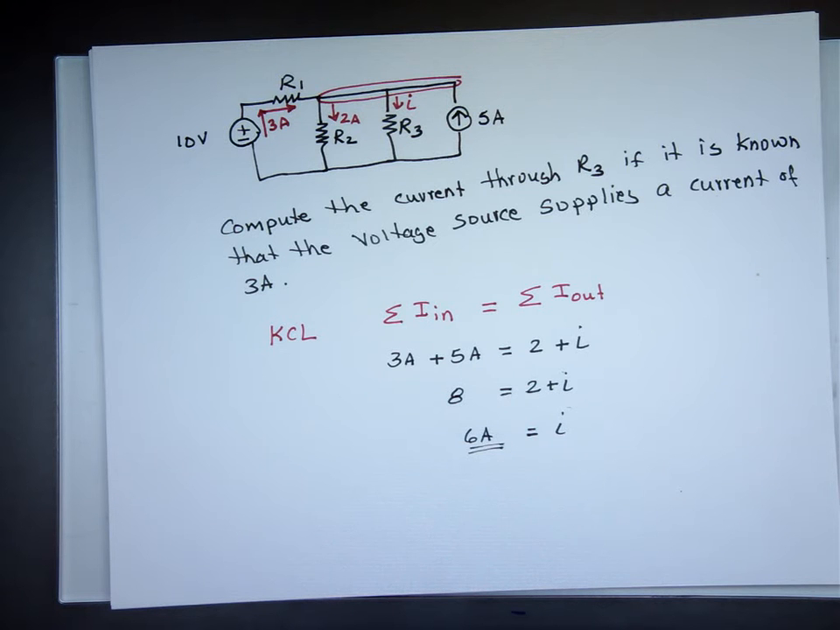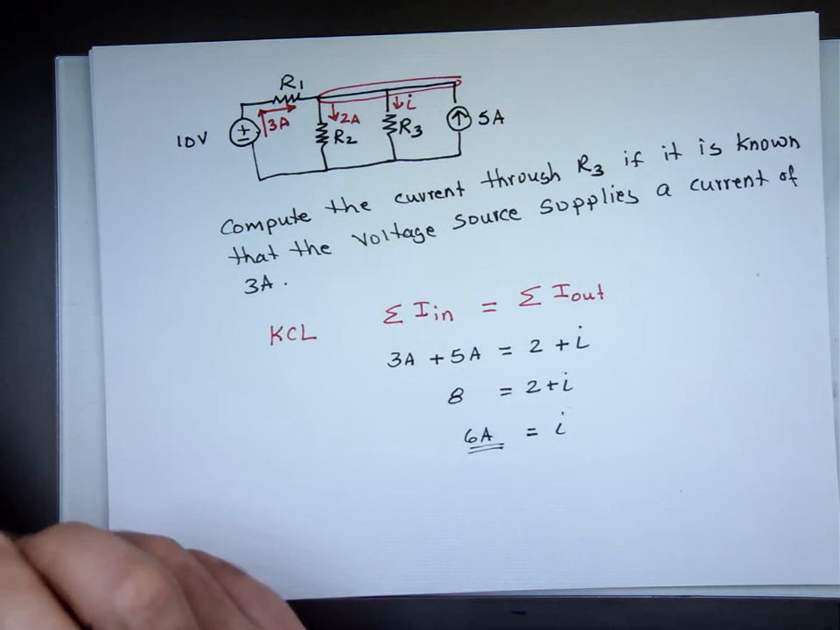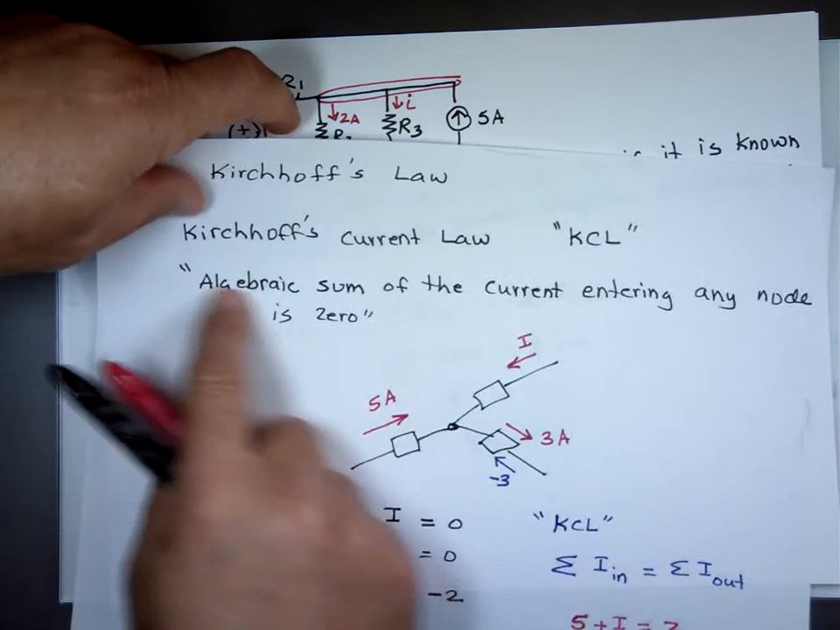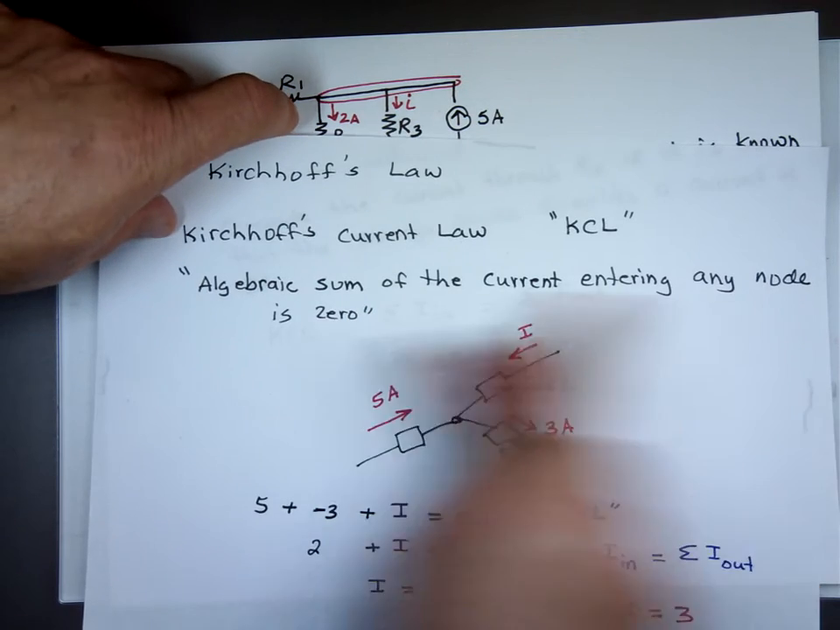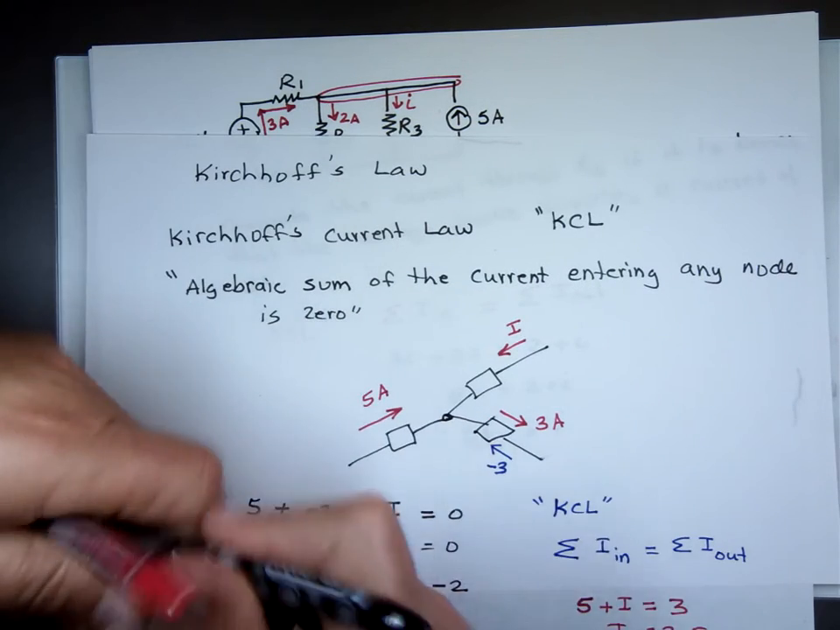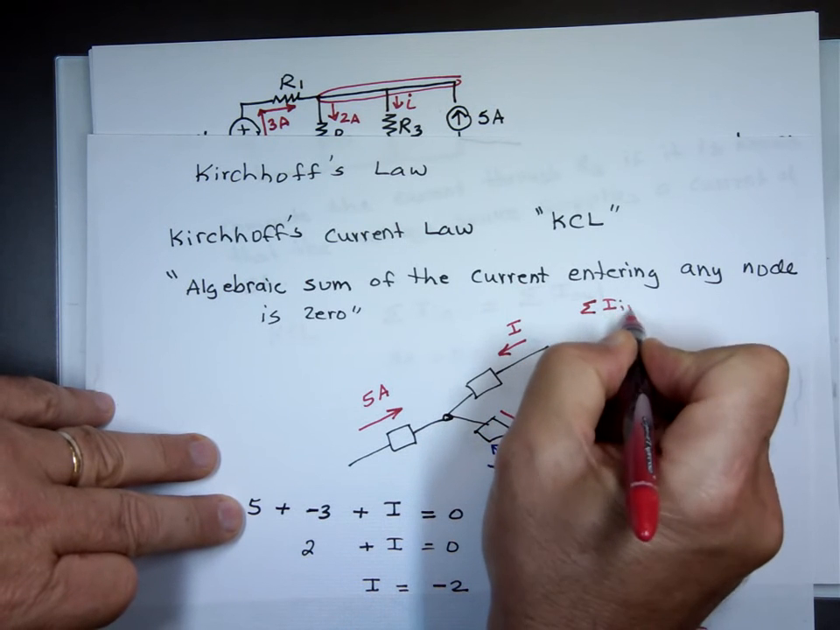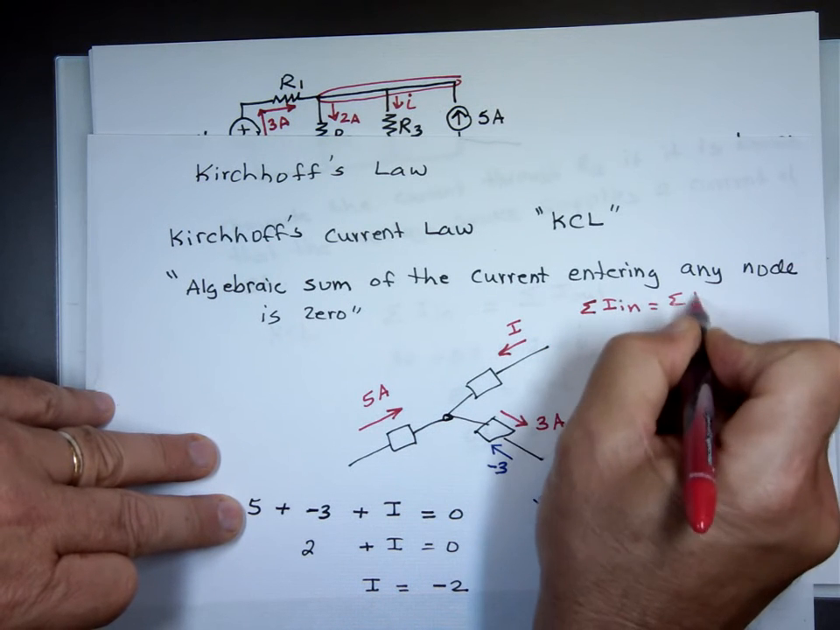So that's Kirchhoff current law. The algebraic sum of all the current entering a node is 0. The algebraic sum of all the current entering any node is 0. Or again, you can say the current in equals the current out to any node.